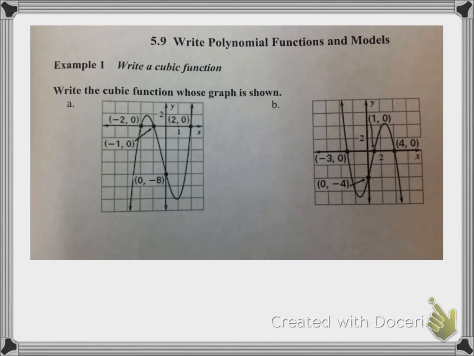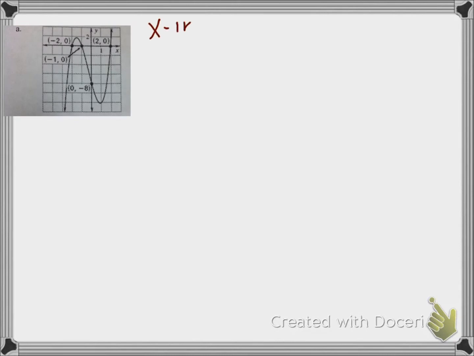Now the first thing that we're doing is we're given a graph. In that graph, I need you to identify the x-intercepts. So when we're looking at this, my x-intercepts would be -2, 0, 2, 0, and -1, 0. So you have 3 x-intercepts just by looking at the graph. They're right there where the graph crosses the x-axis, those little dots.